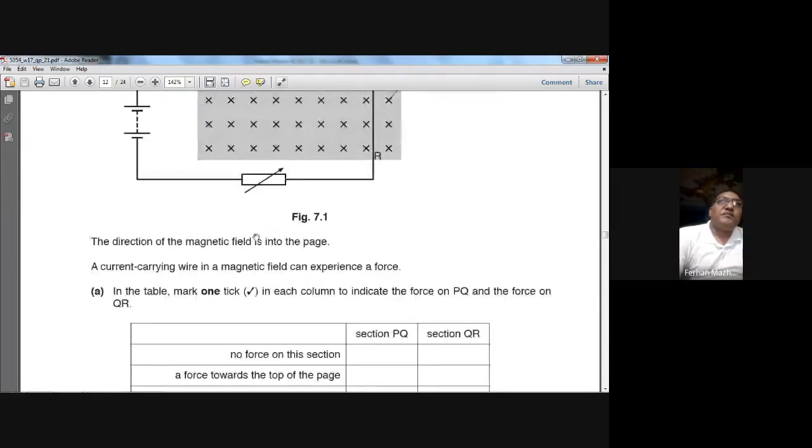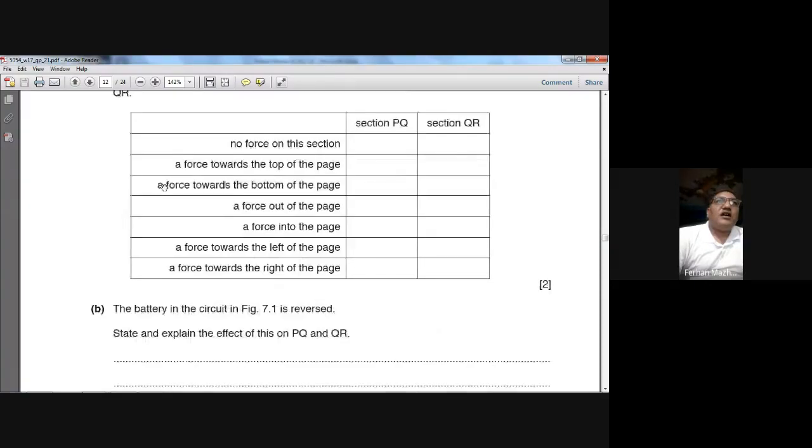So for the PQ, I will put a tick here, a force towards the top of the page. For the QR, we will put a tick here, a force towards the right of the page. It's a 2-mark question. I hope I have given you the detail of how we find that direction by using the left hand rule. I hope you have understood.